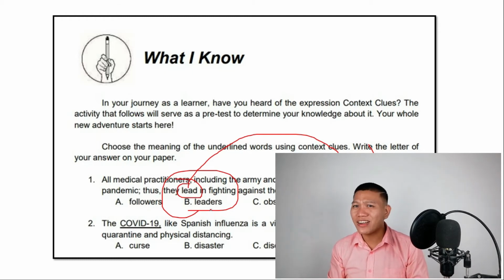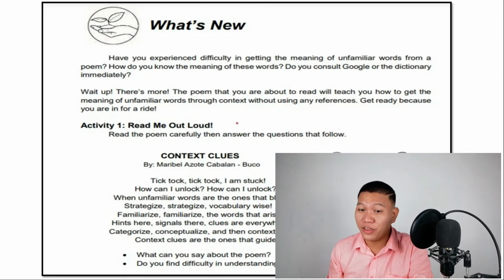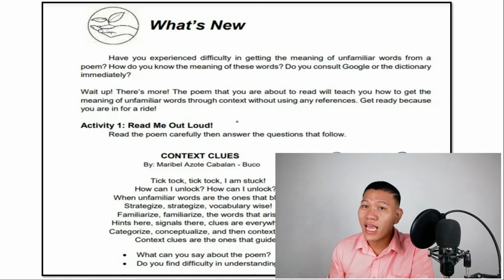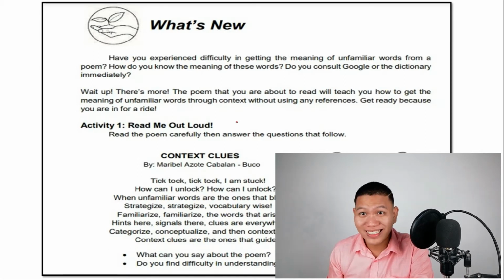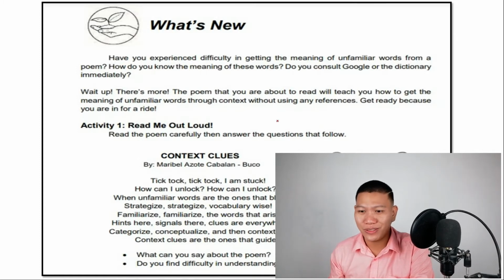Now, what is a context clue? Have you ever experienced difficulty in getting the meaning of unfamiliar words from a poem? How do you know the meaning of these words? Do you consult Google or the dictionary immediately? Wait up, there's more. The poem that you are about to read will teach you how to get the meaning of unfamiliar words through context without using any references. Wow, that's amazing. So even if you don't use the dictionary, you can determine the meaning of an unfamiliar word through context clues. Get ready because you are in for a ride.